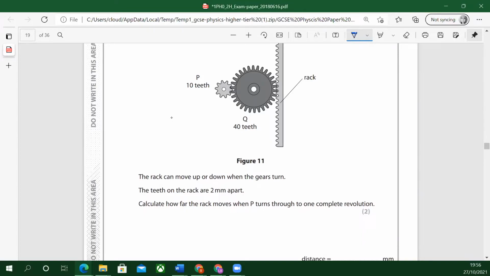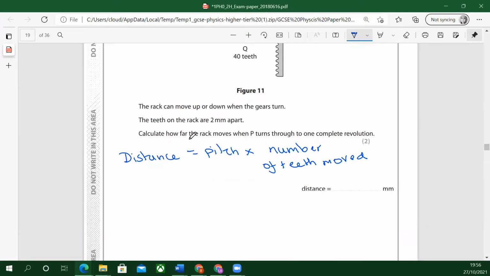So the distance equals pitch times number of teeth moved. It said the teeth are 2 millimeters apart. So it's 10 teeth moved, and each is 2 millimeters apart, so you get 20 millimeters.